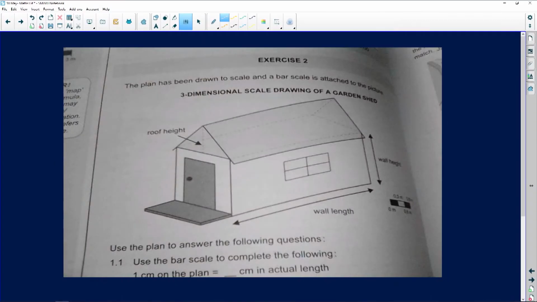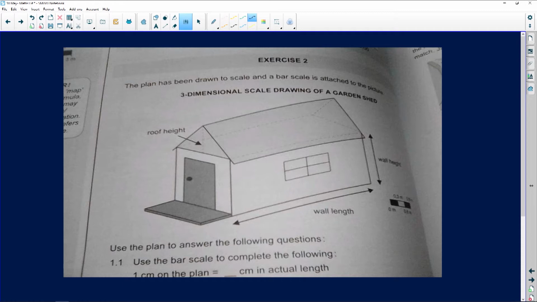Now we have a question that we are going to be working with from Ernie. Ernie, thank you so much for your question on maps and scales. It's a picture of a house that we have, and in this particular house, we are asked to basically look for the dimensions of this house.